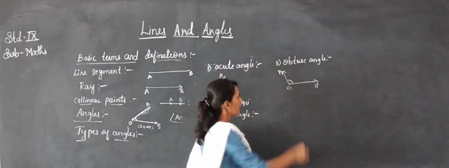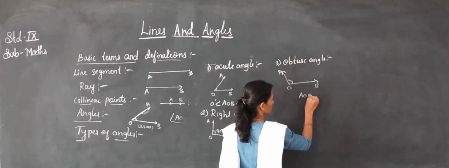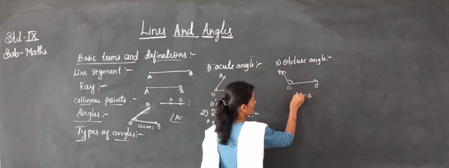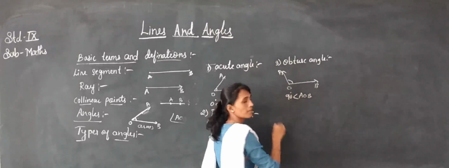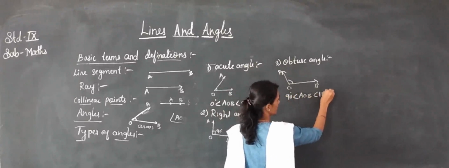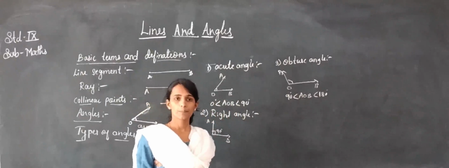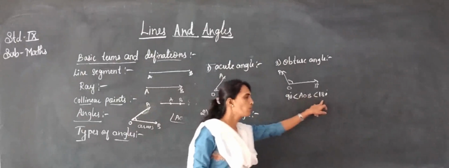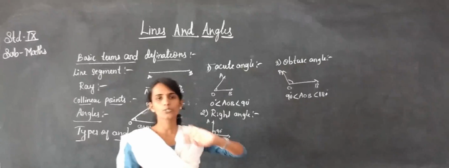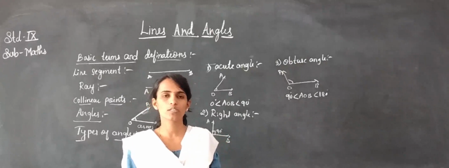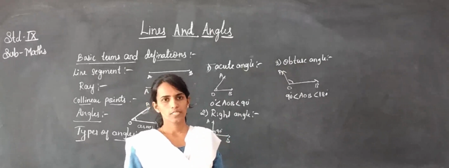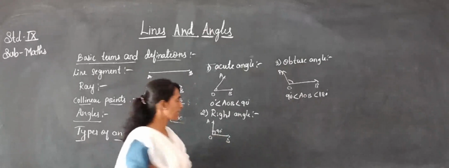So here what would it be? Angle AOB has to be greater than 90 degrees and less than 180 degrees. The angle which lies between 90 and 180 degrees, that we call the obtuse angle here. So it lies between 90 and 180 degrees. Now that angle we call the obtuse angle.